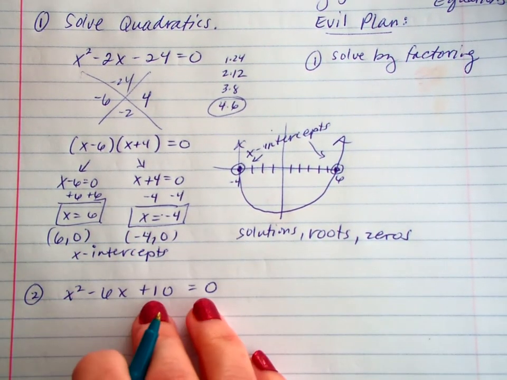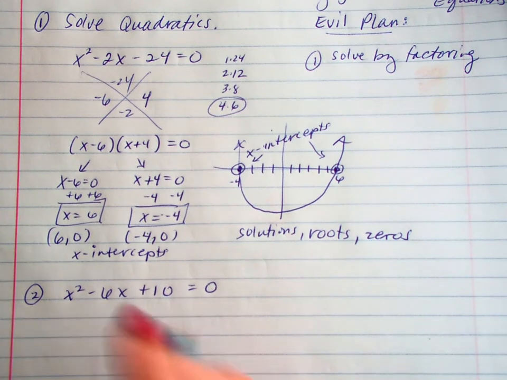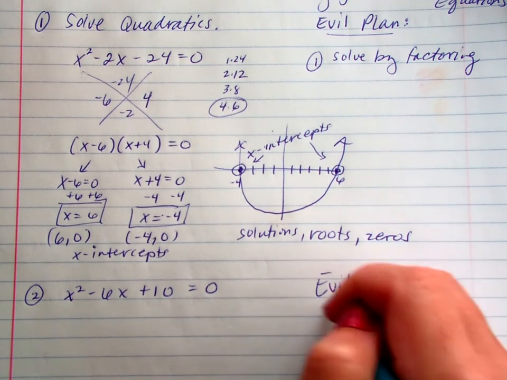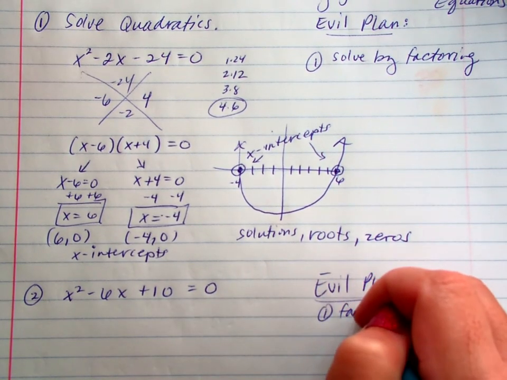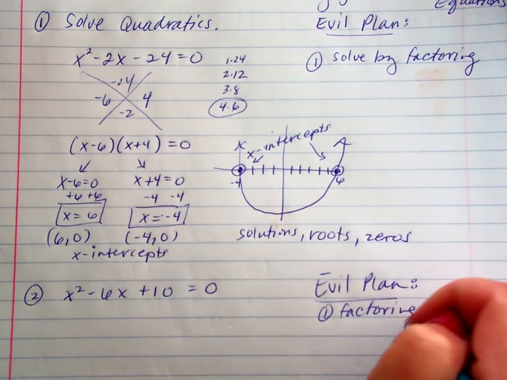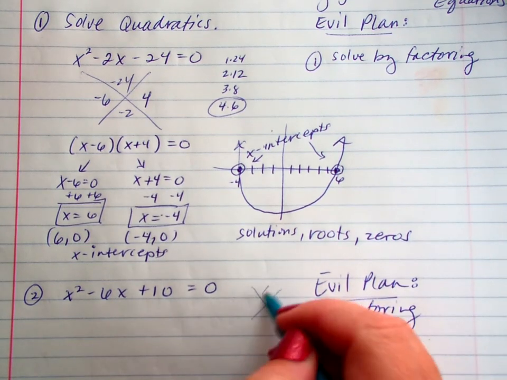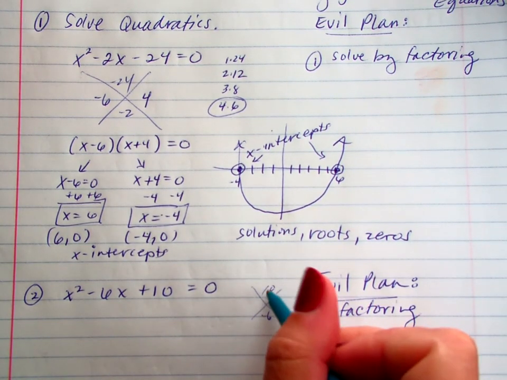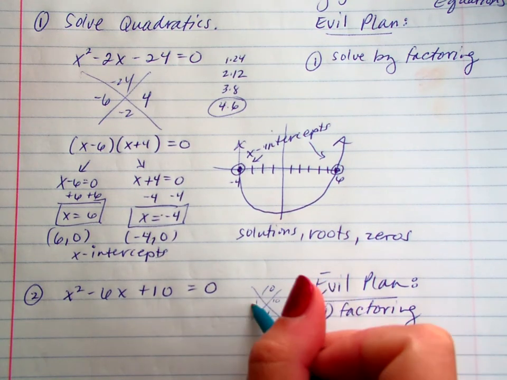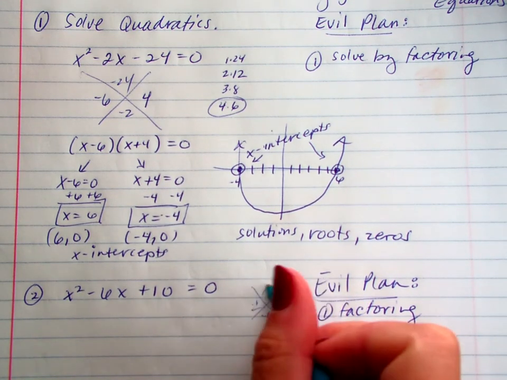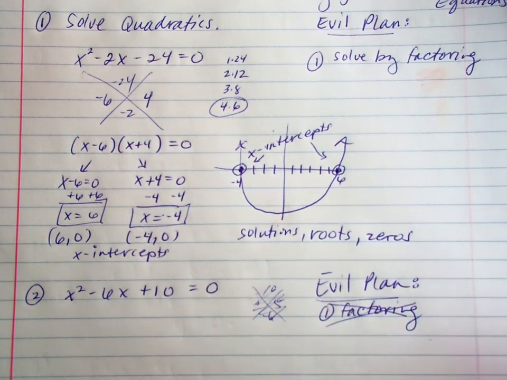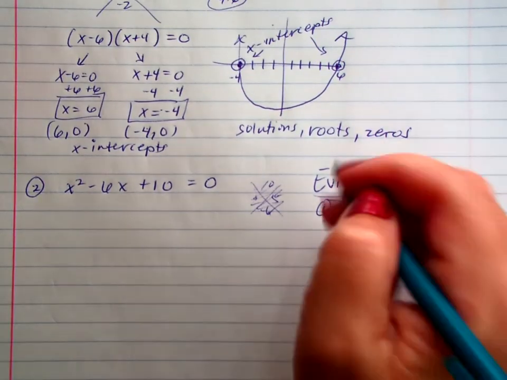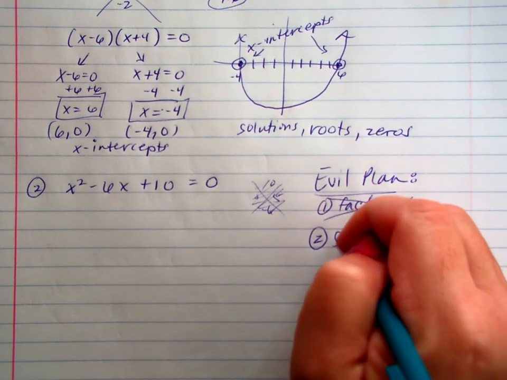Okay, for this one, we're looking to see if it's factorable. Evil plan, always start with the same idea. Can we solve by factoring? And when I go do what times what equals 10 and subtracts to give me negative 6, I'm thinking, okay, wait, 1 times 10, no. 2 times 5, no. Shoot, it's not factorable. Factoring does not work in all cases. So evil plan number 2, let's solve by completing the square.